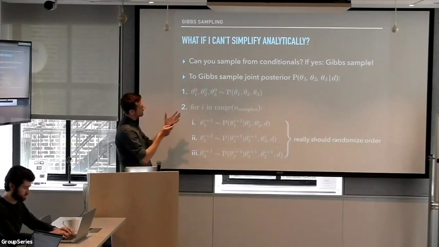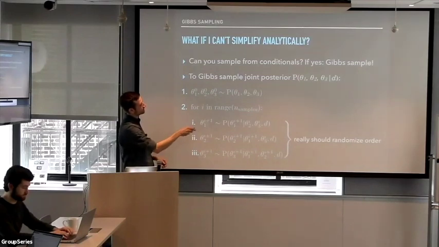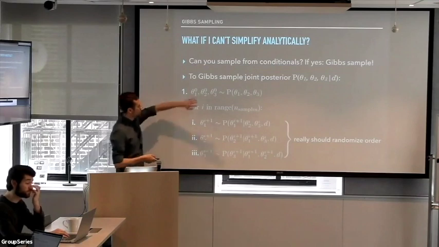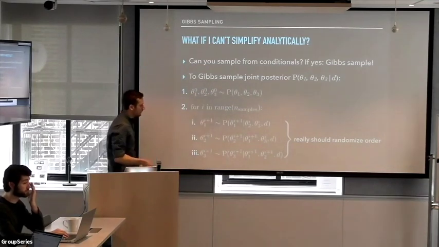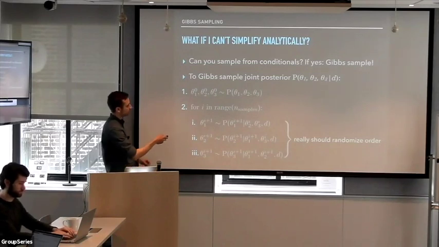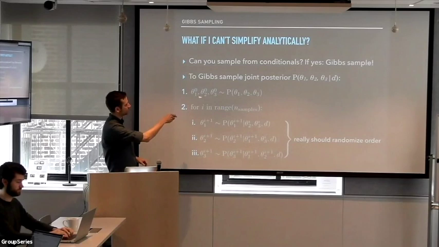So imagine we have a very simple setup where we just have three parameters, theta 1, theta 2, theta 3, and some observations d. In order to do Gibbs sampling, ignore this for now, what you want to do is do this little loop here. So you want to essentially start from some starting point where you have a value for each one of these parameters.